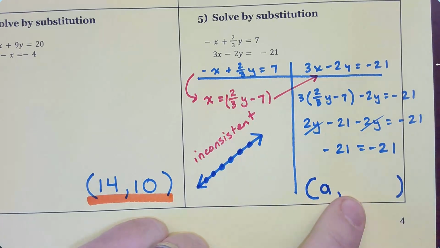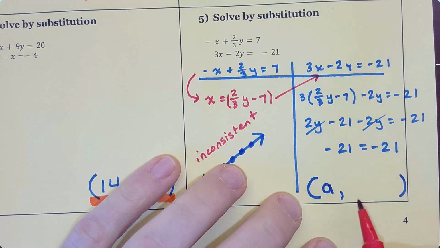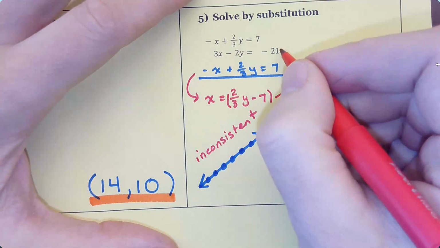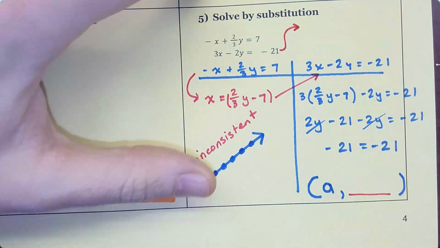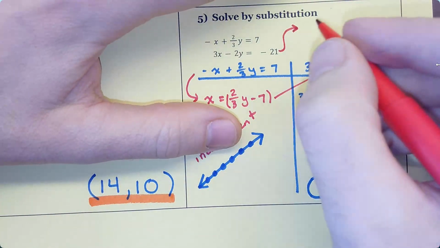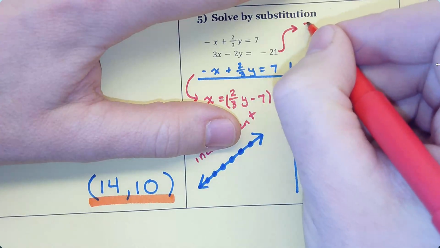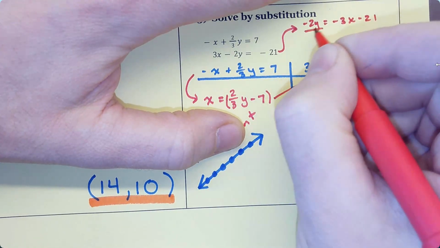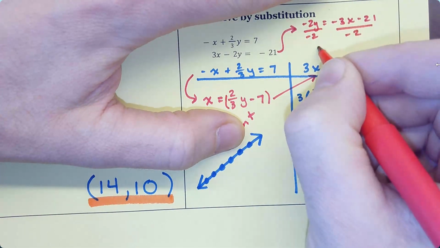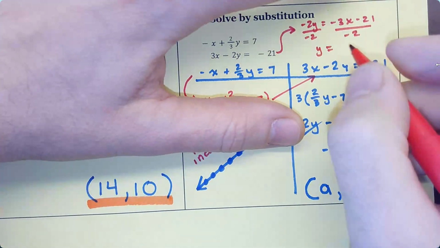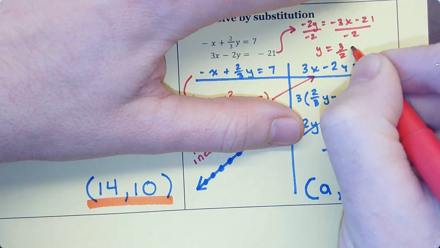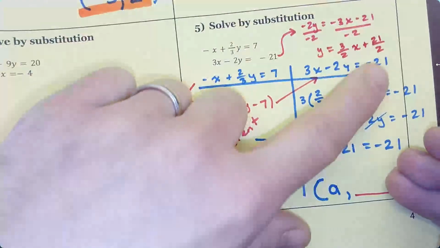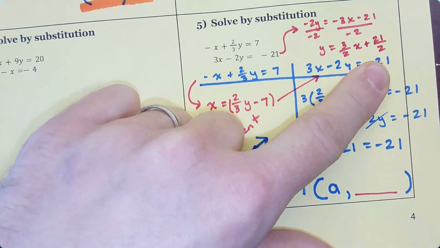Now you're going to have to do a little bit of work to figure out what goes in this position right here. Pick one of the equations. I'm going to pick this one right here and solve for y. So this would be, let's see, negative 2y is equal to negative 3x minus 21. Divide by negative 2 on both sides. I get that y is equal to 3/2 of x plus 21 over 2. You can change those to decimals if you want, it doesn't matter.